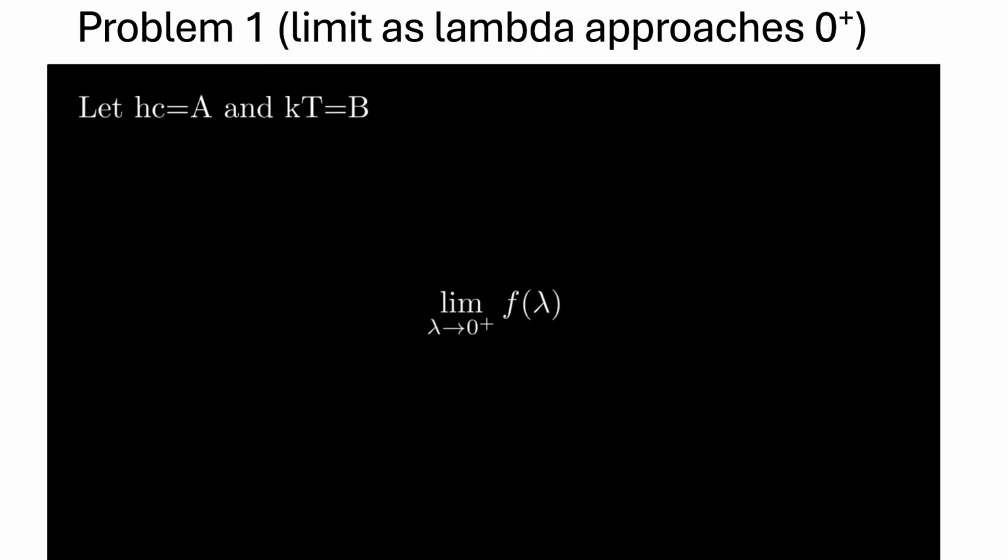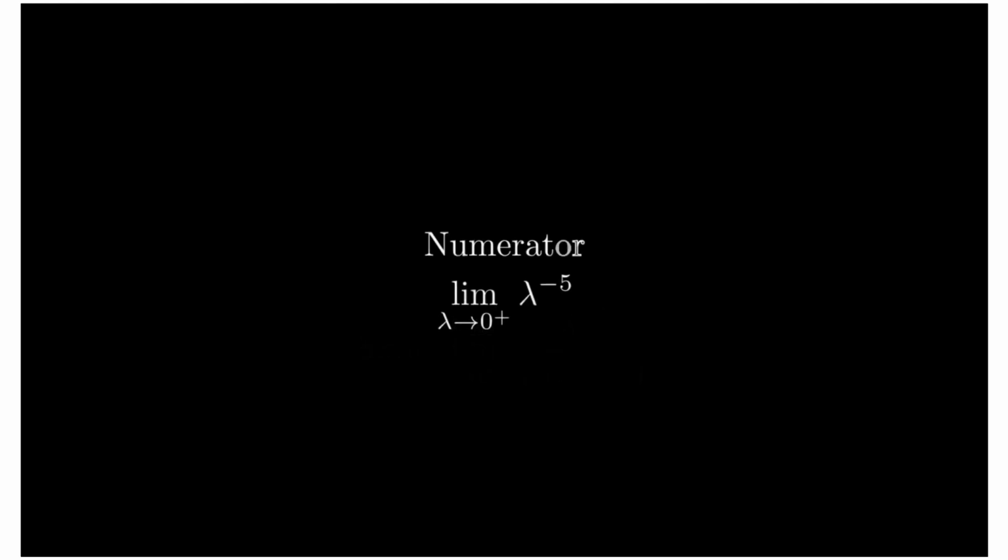Problem 1 asks us to find the limit as lambda approaches 0 from the right of f of lambda. The limit as lambda approaches 0 from the right is written here, factoring out the constants 8 pi hc. The limit of the numerator as lambda approaches 0 from the right is infinity, and the limit of the denominator as lambda approaches 0 from the right is also infinity. This gives us an indeterminate form, infinity over infinity. And so this means we can apply L'Hopital's rule to our limit.